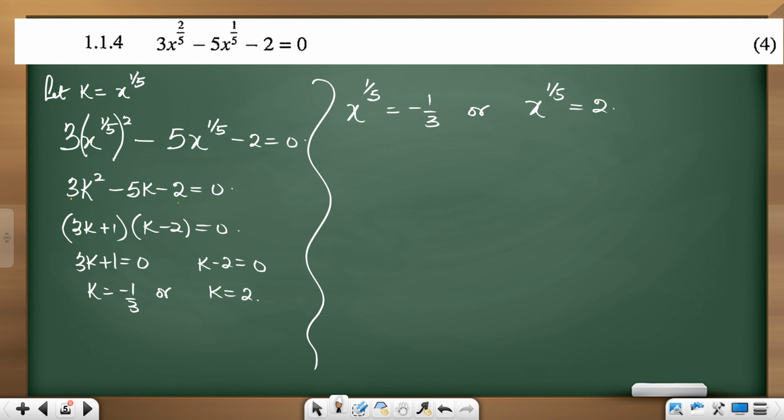What do we do? Now, this one is an odd number. Therefore, a negative is allowed. If it was an even number, we would not get a negative. Okay, so what do we do? We multiply both sides by what? Exponent of 5 to get rid of our 1 over 5.